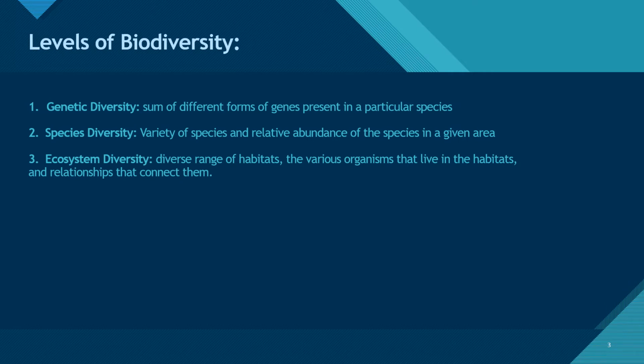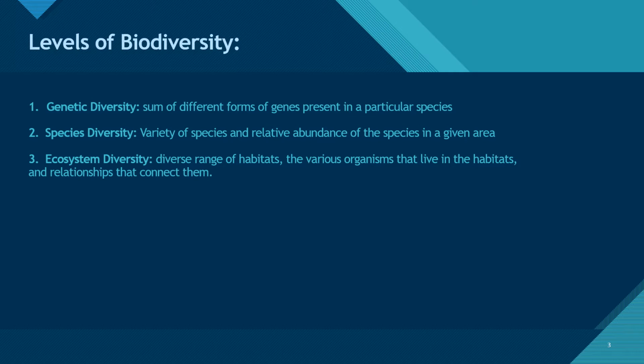If we break it down, we get 3 levels of biodiversity: genetic diversity, species diversity, and ecosystem diversity. Genetic diversity is the sum of different forms of genes present in a particular species. There are 2 very important words here, genes and species. Genes we'll focus on more later, but a species is a population whose members can breed freely in nature and produce fertile offspring. The fact that they can produce fertile offspring is very important to it being a species.